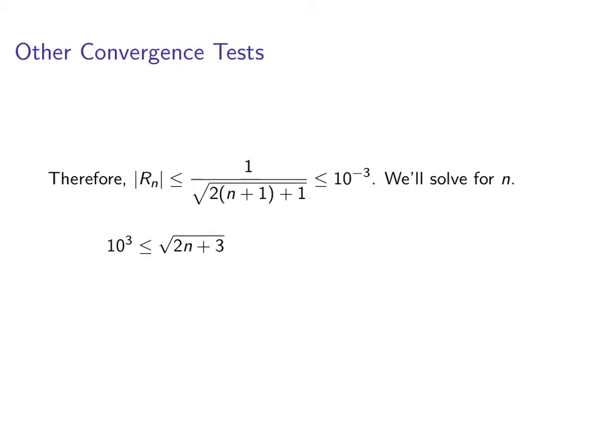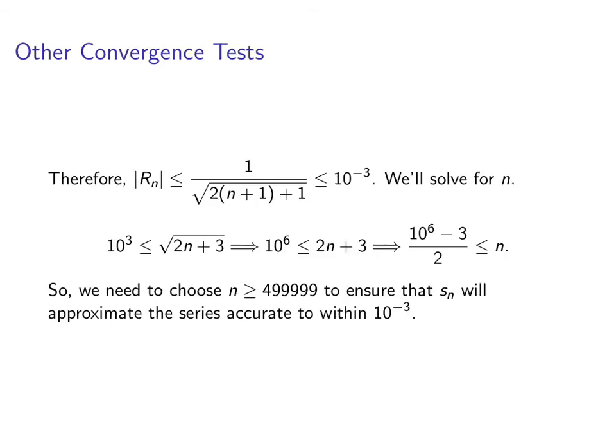All right, so if we do a little bit of algebra, we get 10 cubed is smaller than the square root of 2n plus 3, which means if we square both sides, we'll get 10 to the 6 is smaller than 2n plus 3. And now this gives us a bound on n. So what this means is we need to choose n bigger than 499,999. That's what we get if we compute this number and then round up. Remember that n has to be a whole number. That will ensure that S sub n will approximate the series accurate to within 10 to the minus 3.